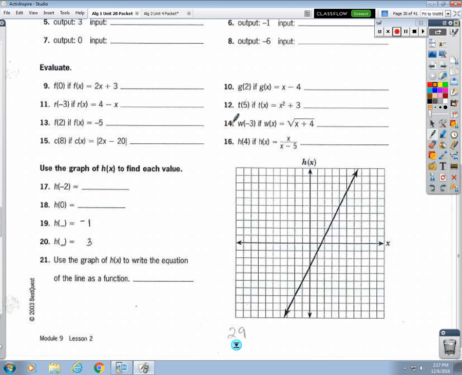Number 14, pay attention. W of negative 3 if w of x equals the square root of x plus 4. So for the square root of x plus 4, they're wanting you to replace the x with a negative 3. Negative 3 plus 4 is a positive 1, and the square root of positive 1 is just 1. Okay, other questions?